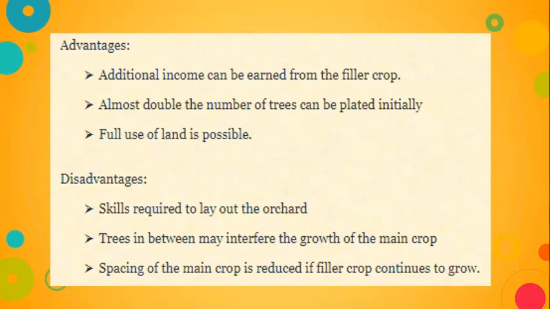Almost double the number of trees can be planted initially, and full use of land is possible. For the disadvantages: skills are required to lay out the orchard. Trees in between may interfere with the growth of the main crop. Spacing of the main crop is reduced if the filler crop continues to grow.